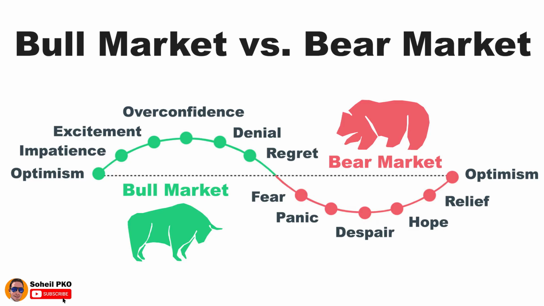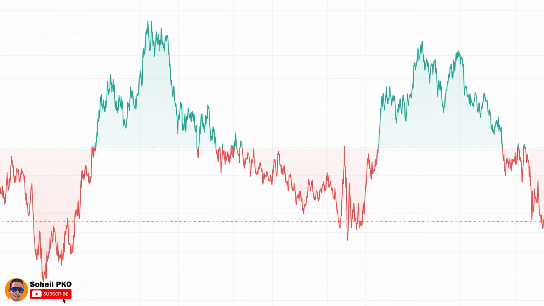Soil here, and today I want to talk about bull market and bear market, the characteristics of each one, and how you can spot them by better understanding the different phases in the development of a bull market or bear market. All financial markets, regardless of type, whether it's forex, stocks, or crypto, are characterized by a cyclical pattern, which means that they always tend to repeat themselves over time.